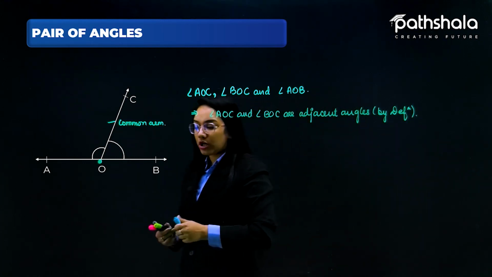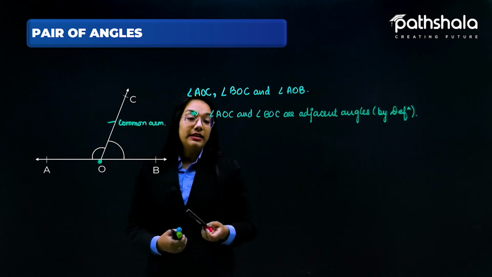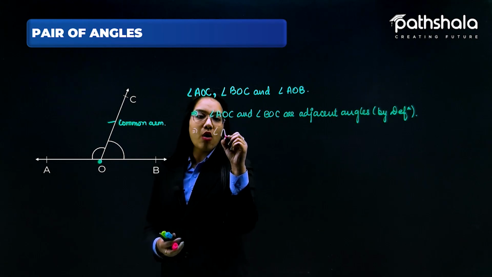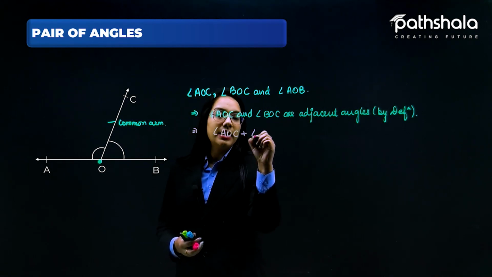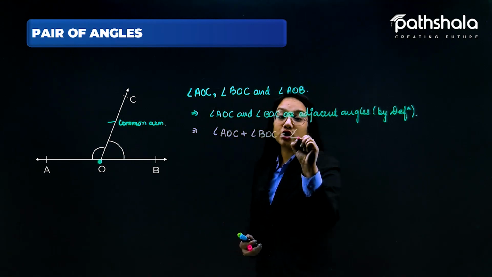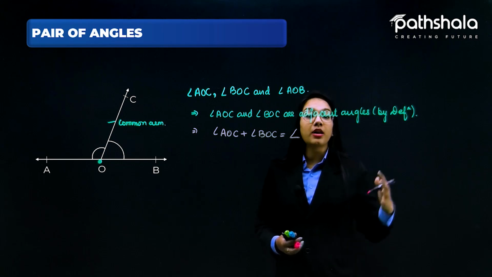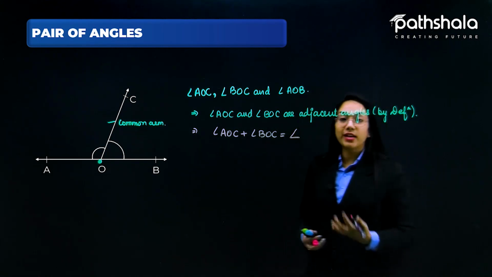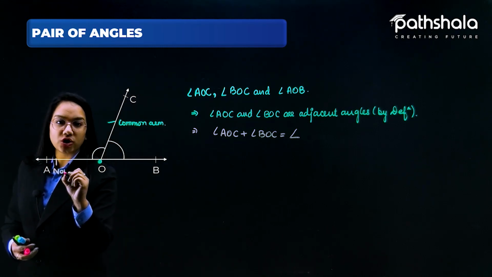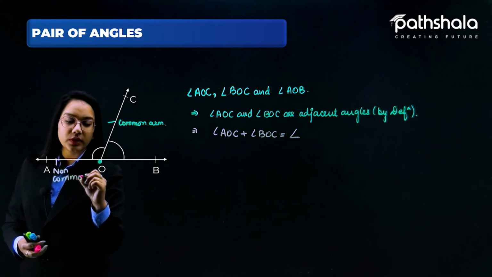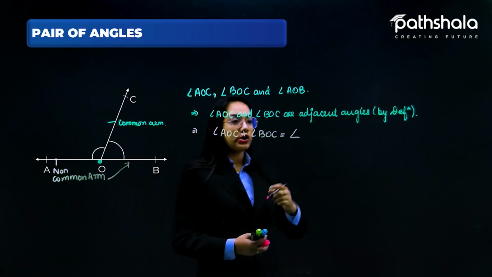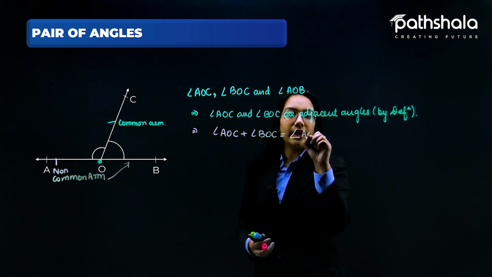And we know a certain property of adjacent angles: the sum of the two adjacent angles is equal to the angle formed by their non-common arms. What are the non-common arms over here? This is the first non-common arm, and this is the second non-common arm. So this is equal to angle AOB.